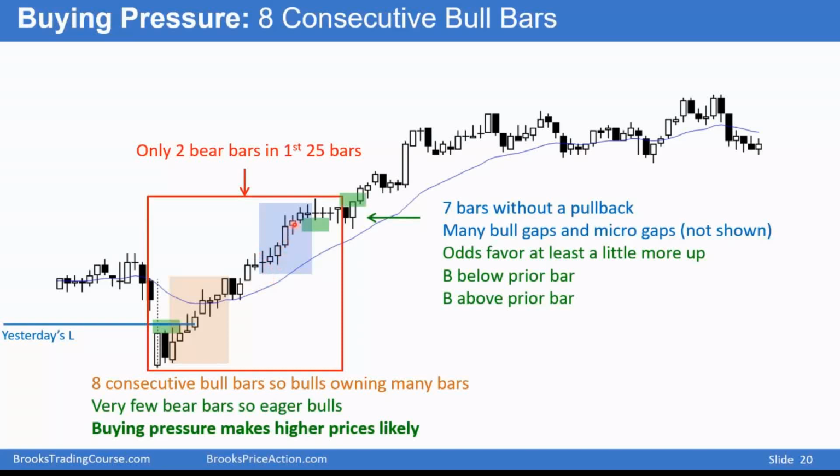Here we have 7 bars where every low is at or above the low of the prior bar, a 7-bar bull microchannel. Also, on the way up, there are a lot of gaps: the low of this bar, the high of that bar. The bodies here and the bodies here. The low of this bar, the high of this bar. And then these lows and this high.